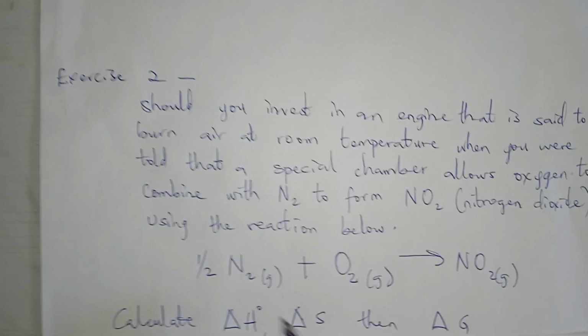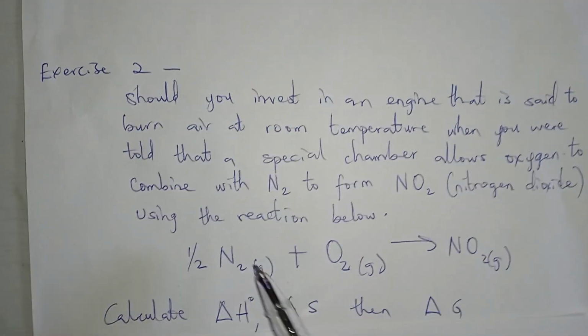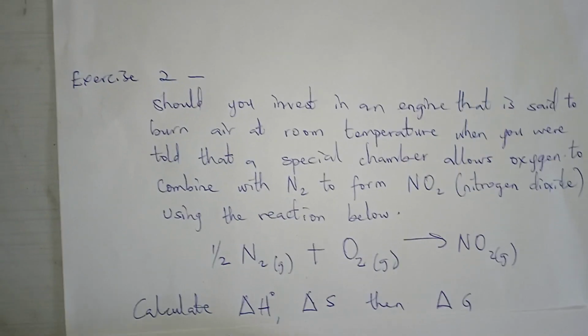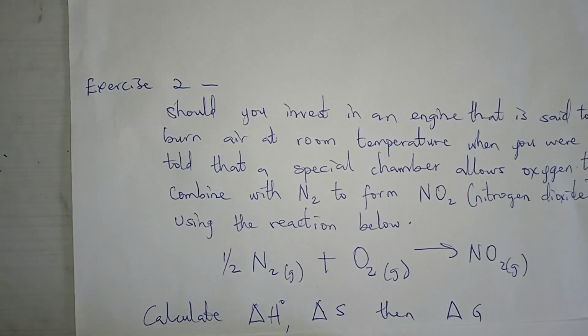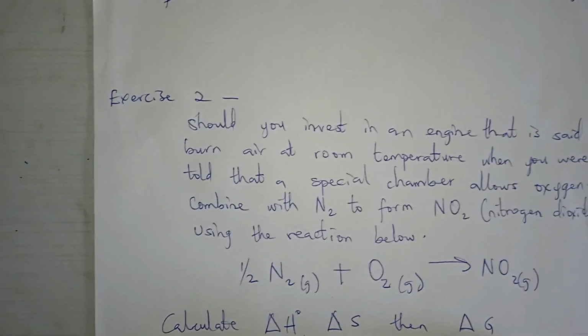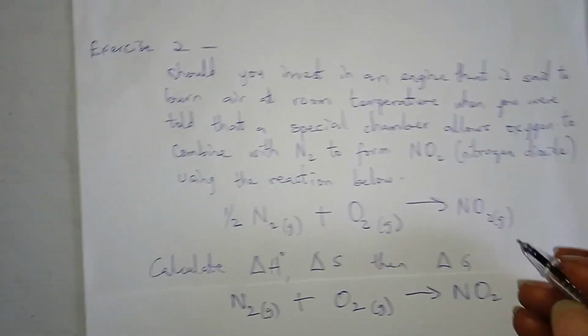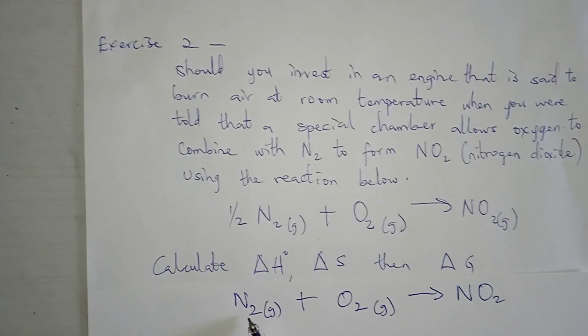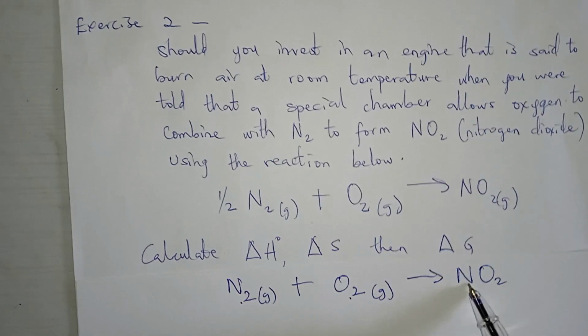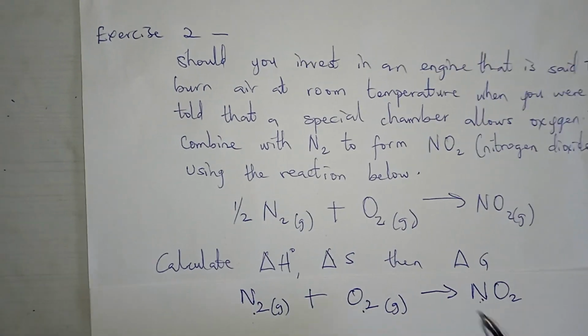I told you I don't like balancing reactions this way. In chemistry, we don't like making use of those fractions. We like it to be whole numbers. So using the principle, I ask myself, how many nitrogen do I have here? 2. How many do I have here? 2. How many do I have here? 1. So I carry the 2 and come here.